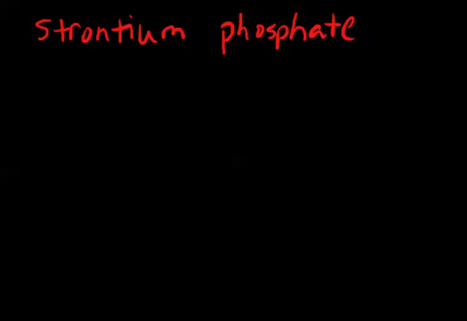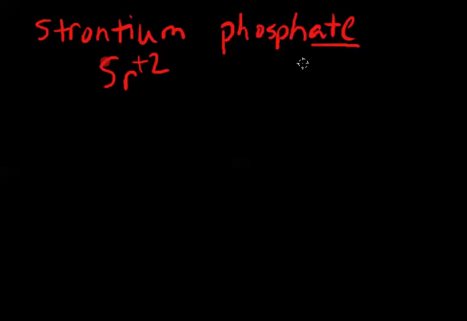So now let's look at writing some ionic compounds, and these are going to contain some polyatomic ions. The first one we're looking at is strontium phosphate. If you look up strontium, strontium is an alkaline earth metal. It's got a charge of +2. And then we have phosphate.